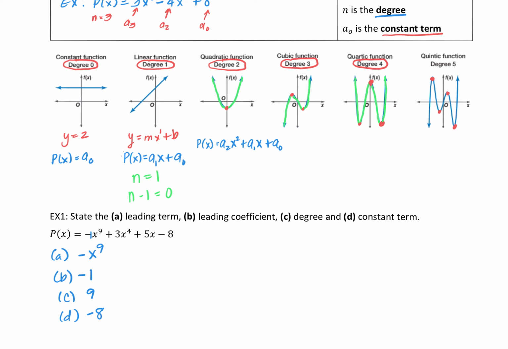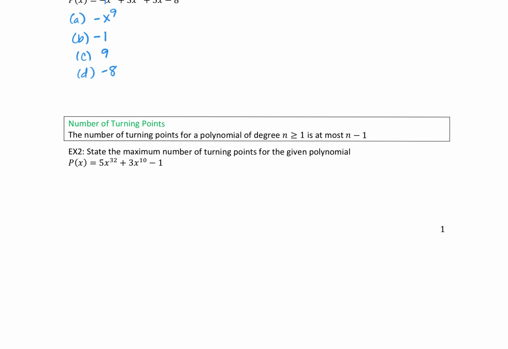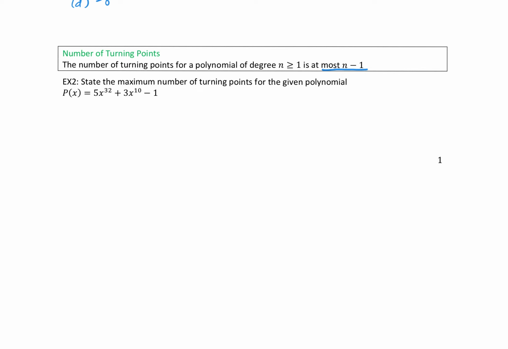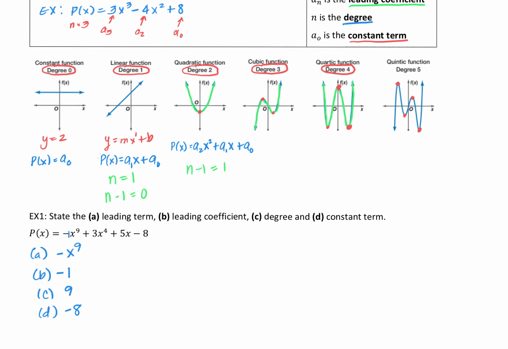Degree 2 has n minus 1, which would be 1 turn. But it doesn't have to have 1 turn. It's at most. Okay, so that's the important part. At most, n minus 1 turns. It could have less. In example 2, we want to state the maximum number of turning points for the given polynomial. Well, the degree here is 32. So n minus 1 is 31 turns. I'm going to go back a little bit to these functions again.